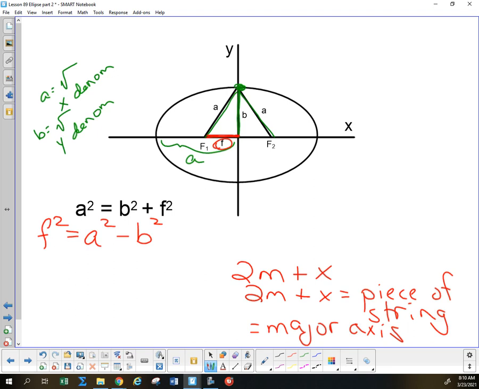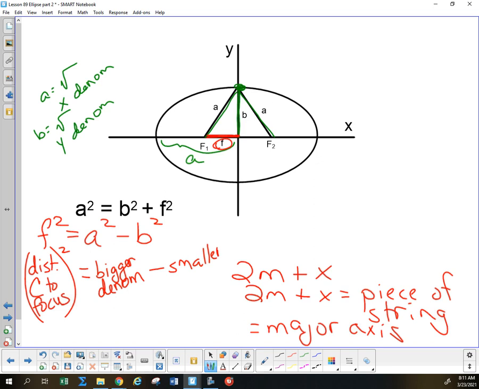So this is going to be distance from center to focus squared is going to be, now remember, a squared was our bigger denominator before we took the square root. Minus, and b squared was the smaller denominator.